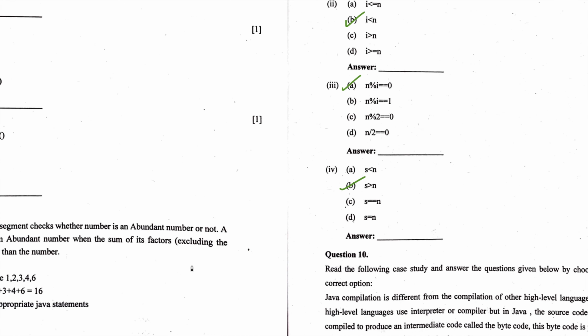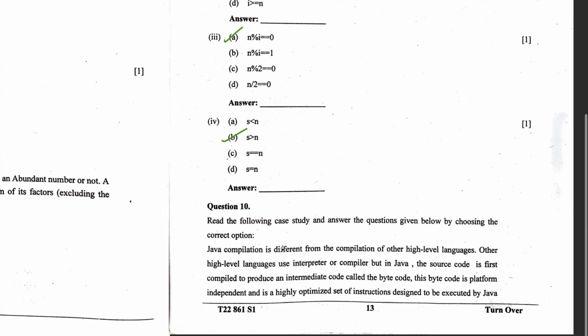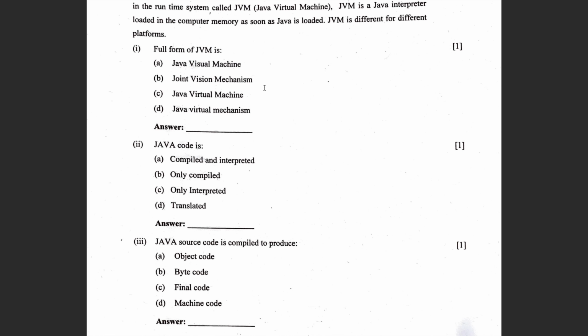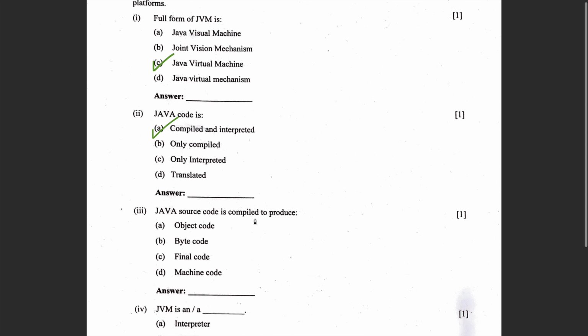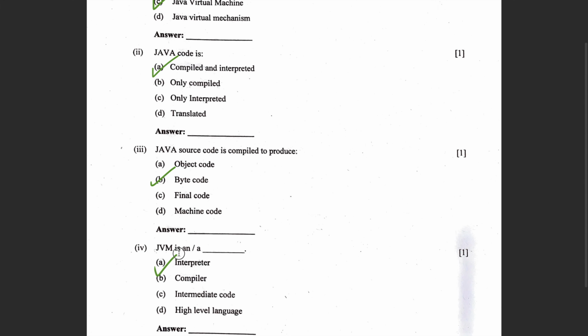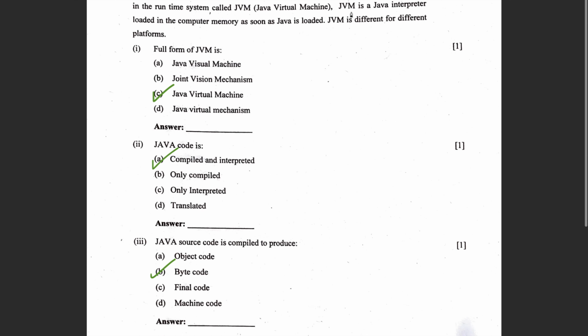Moving on to question 10. In the following case study, answer the questions given by choosing the correct option. Take a minute and give this a reading, and this is the remaining part. The full form of JVM is Java Virtual Machine. Java code is compiled and interpreted. That is why we have two steps. When we run this on the command line, javac is the compiler and java is the interpreter. Java source code is compiled to produce bytecode. JVM is an interpreter, which is given here, Java interpreter.